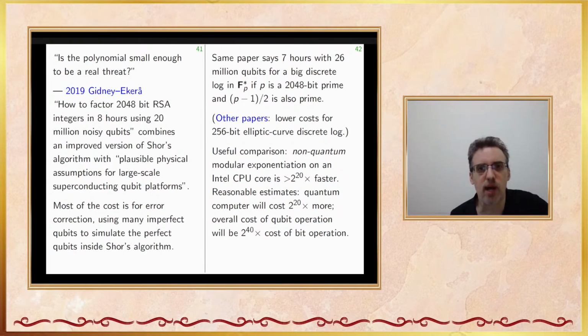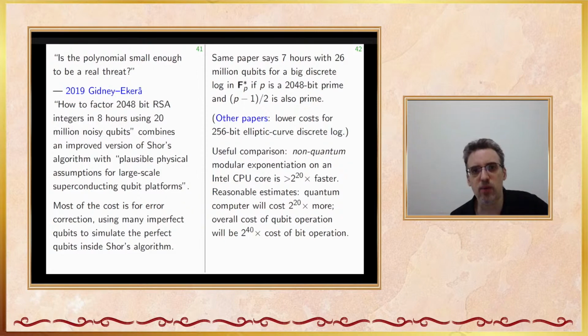These numbers for how long it takes inside Shor's algorithm boil down to a quantum modular exponentiation inside Shor's algorithm, or quantum double modular exponentiation inside the discrete log version. You can compare those to the costs of doing non-quantum modular exponentiation. The reason to do this is it gives you some idea of how expensive qubit operations are compared to bit operations. The final numbers say that an Intel CPU doing non-quantum modular exponentiation is millions of times faster than 8 hours or 7 hours.